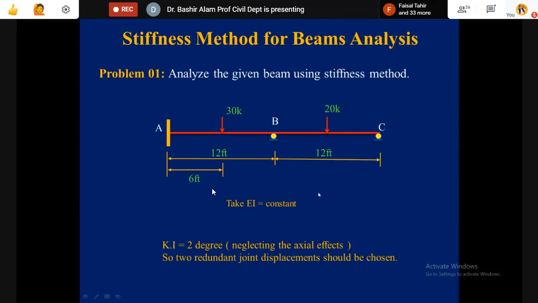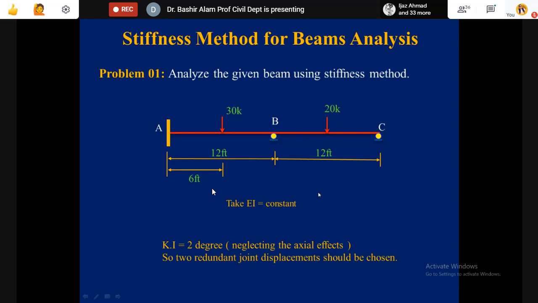EI is constant for this one. Now can I move, or still you are in the process of drawing this sketch? Can I move now to the next? Yes, sir. Okay, I'm going to the next slide now.